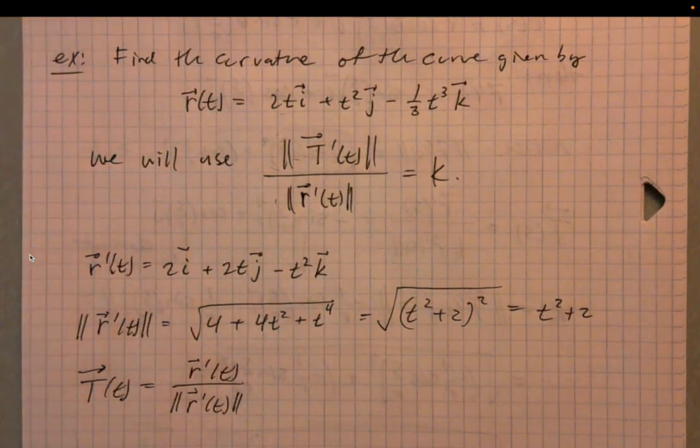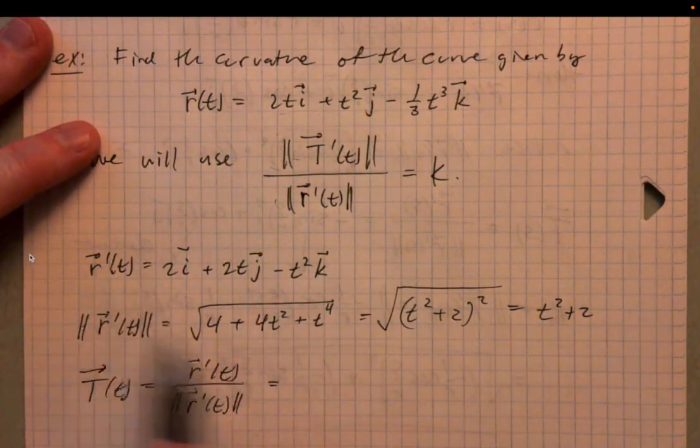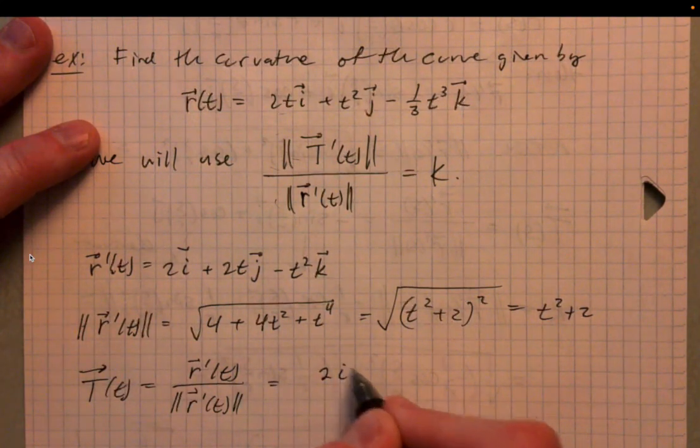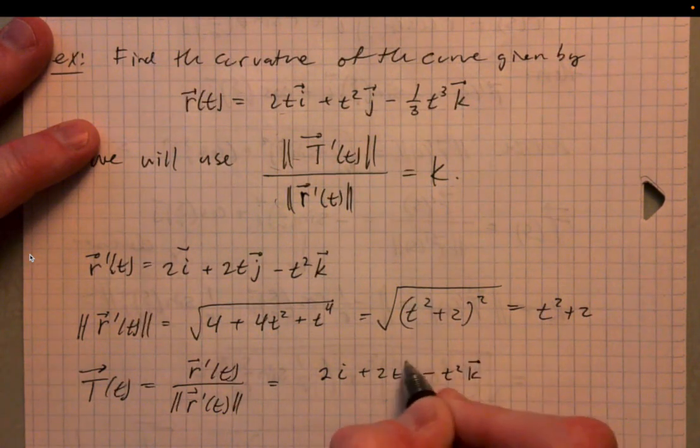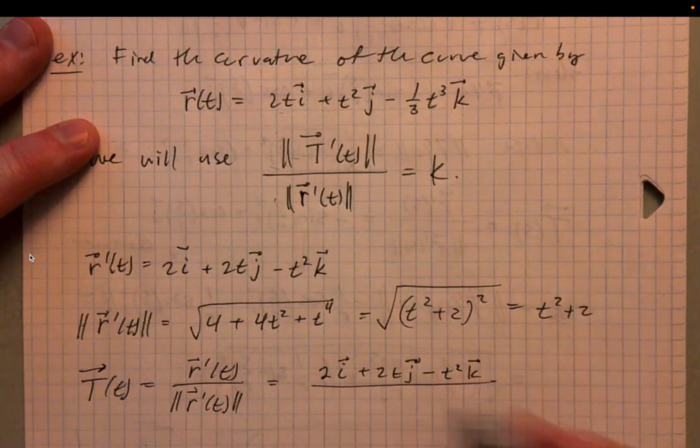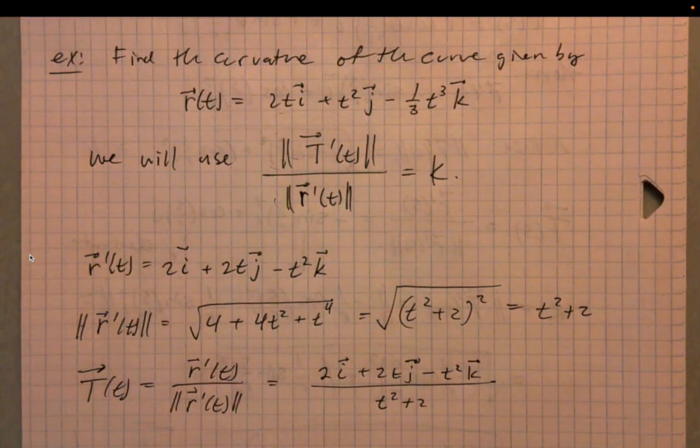So it's basically take the derivative of r and divide by its norm. And so we can just write this out. We have all of the pieces here. We've got 2i plus 2tj minus t squared k. That's the numerator, and then this thing down here, t squared plus 2. All right, so that is our unit tangent vector. Now we need to calculate the derivative of this.